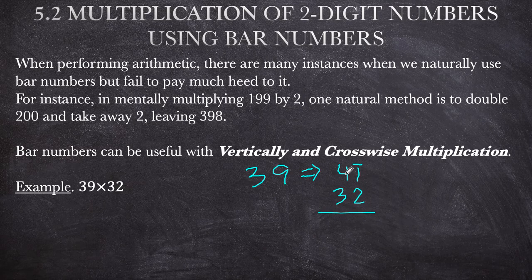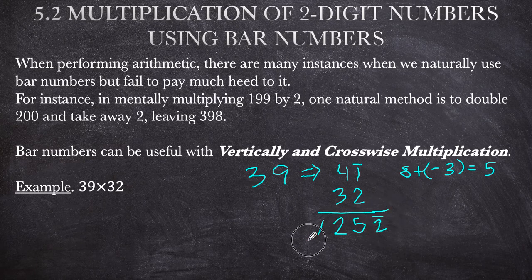What do we have? 4 times 3 is 12. 4 times 2 is 8, then we add 3 times bar 1. Imagine bar numbers to be negative numbers, so 3 bar 1 is like multiplying 3 times negative 1, which gives us negative 3. So 8 plus negative 3, we proceed to subtraction, and that gives us 5 over here. And then 2 times bar 1, so 2 times negative 1, gives us negative 2.